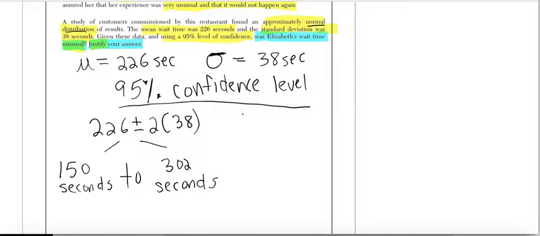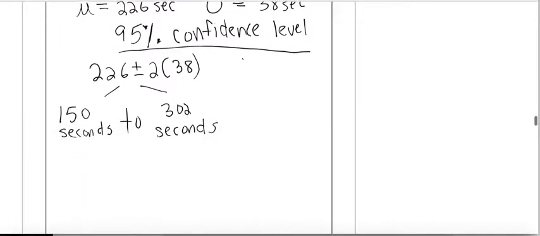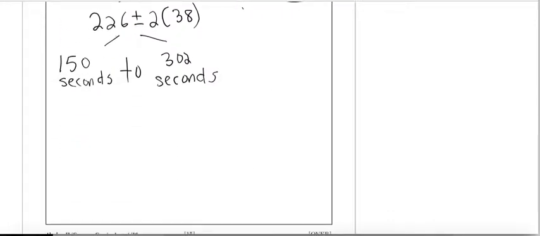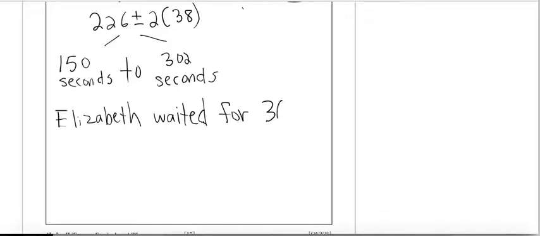So her wait time was 6 minutes. 6 minutes is equal to 360 seconds. So Elizabeth waited for 6 minutes, right? Times 60 seconds per minute, that's 360 seconds.